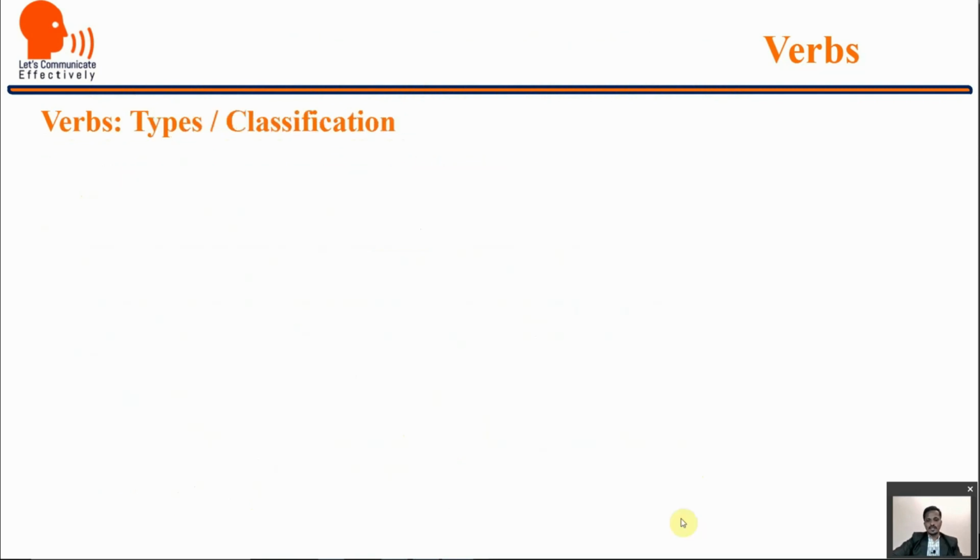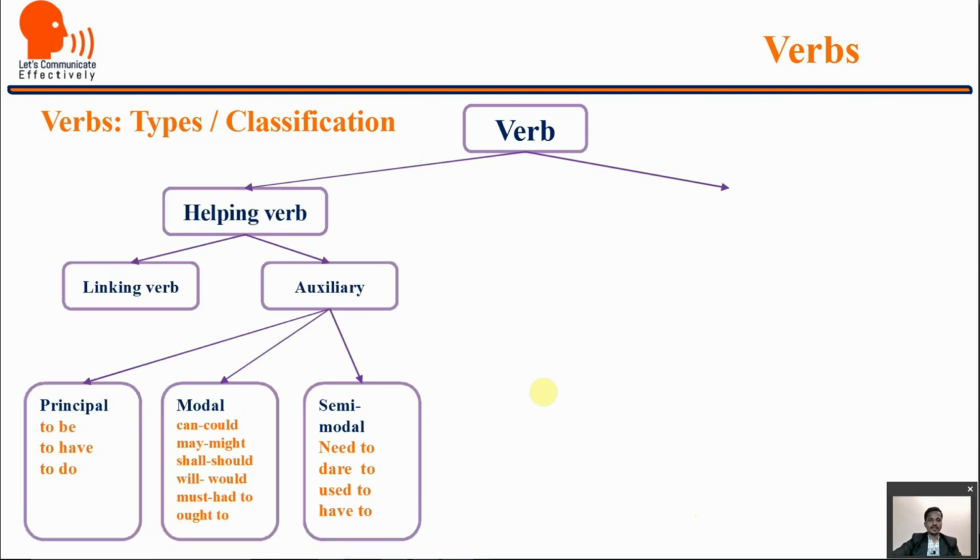Types and classification of verbs. Verbs are classified in two categories: helping verbs. They are again divided into linking verbs and auxiliaries. Auxiliaries are divided in three parts: principal auxiliaries, modal auxiliaries and semi-modal auxiliaries. Principal auxiliaries are to be, to have and to do. Modal auxiliaries are these: can, could, may, might, shall, should and so on. Semi-modals are need to, dare to, used to and have to.